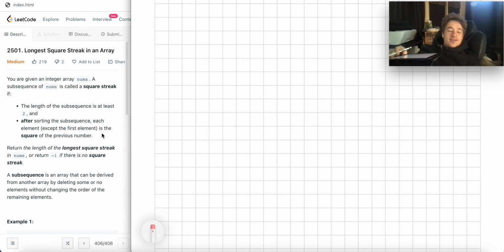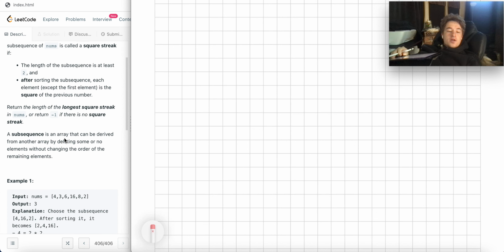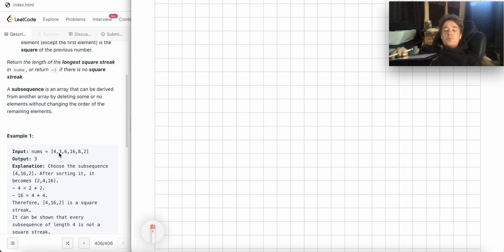Okay, so you're given an integer array nums. A subsequence of nums is called a square streak if the length of the subsequence is at least 2, and after sorting the subsequence, each element except the first element is the square of the previous element. Return the length of the longest square streak in nums, or return -1 if there is no square streak. A subsequence of an array can be derived from another array by deleting some or no elements without changing the order of the remaining elements.